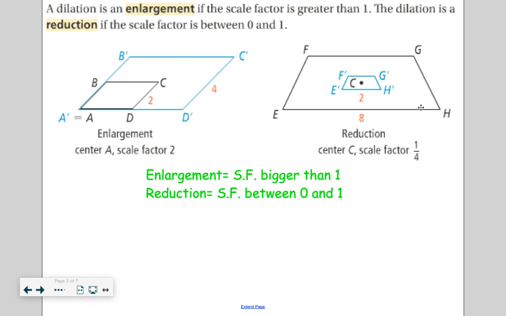Then for reduction, similar idea here. Black figure, this side is 8, this side is 2. What do I have to multiply 8 by to get to 2? You could think divide by 4, but we want to put it in terms of multiplication, so we're really multiplying by 1/4. This is an important piece: an enlargement has a scale factor that is greater than 1. A reduction has a scale factor that's between 0 and 1. Between 0 and 1.